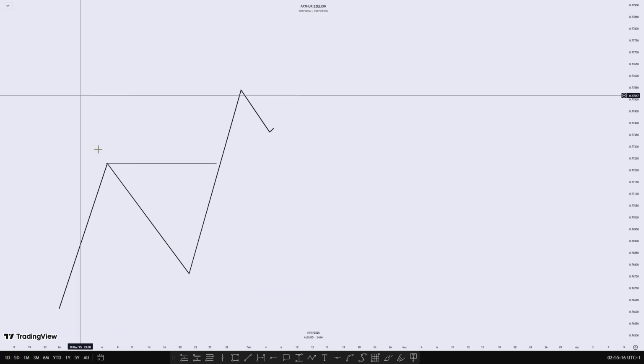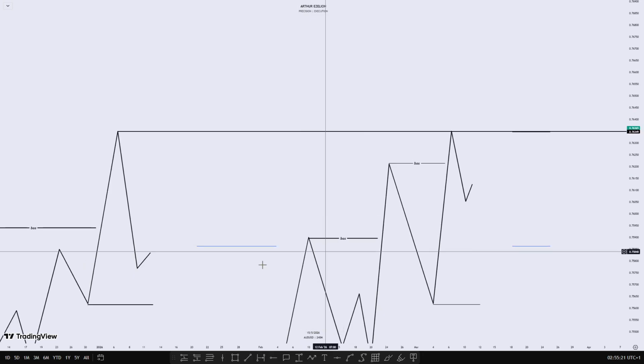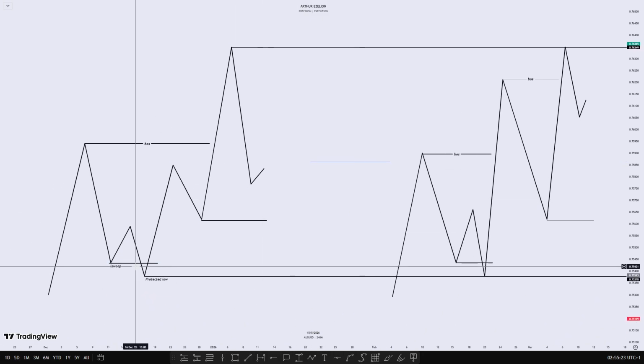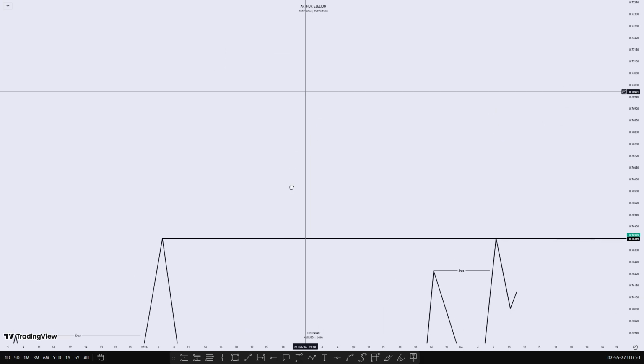I want to see them. There must be a break of structure. Let's go back to this page. I want to see that there must be a liquidity sweep before that break of structure, and there must be internal liquidity. And let me show you guys that.